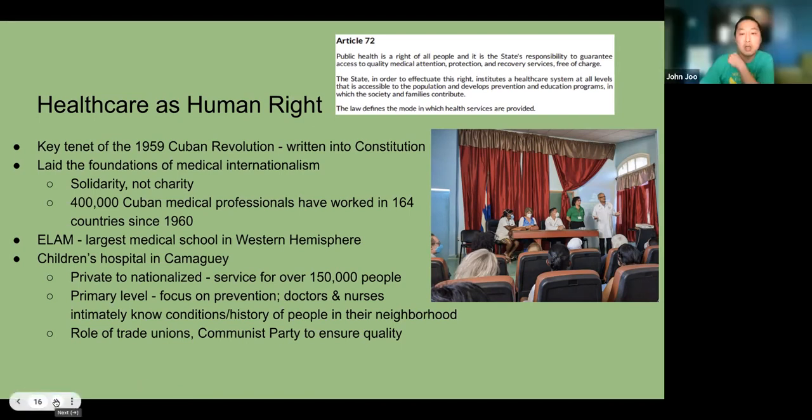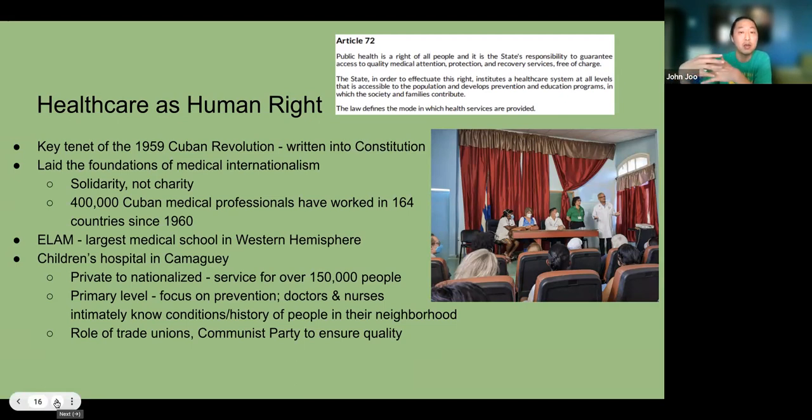Thanks so much, Courtney. Yeah, there are many of us who are presenting, who are in the Zoom room, who were on the trip, who received medical care throughout. They were always there to take care of us. That's something that I just can't fathom in the U.S. But talking about healthcare being a key tenet of the Cuban Revolution and Cuban society, that really laid the foundation for medical internationalism.